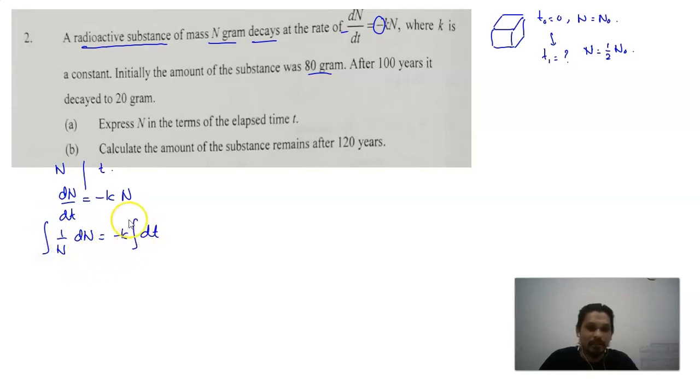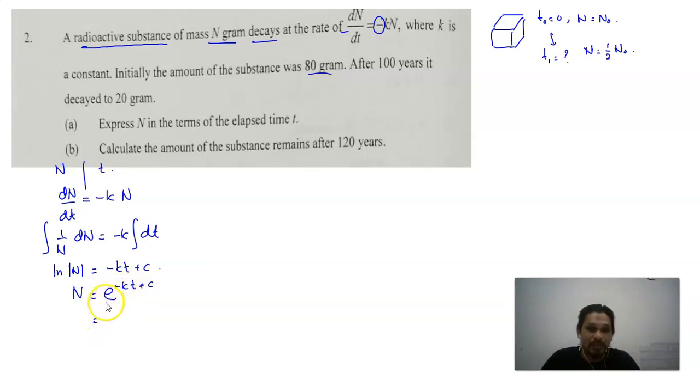The integral sign you can put here or somewhere else, because negative k is a constant, not affected. We integrate this. So natural log of N equals negative kt plus c. Then, cancelling between the e and the ln, N equals e to the power of negative kt plus c.